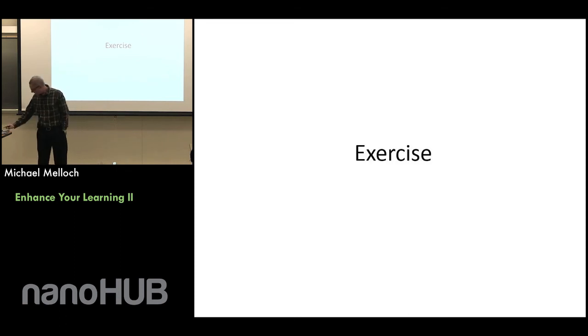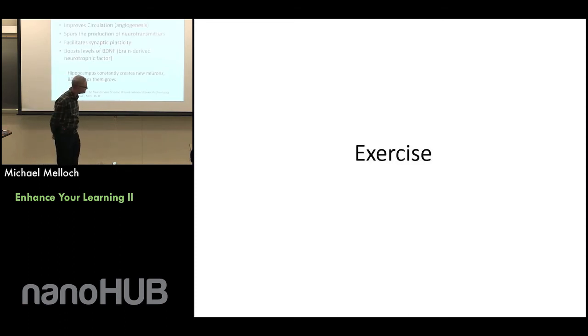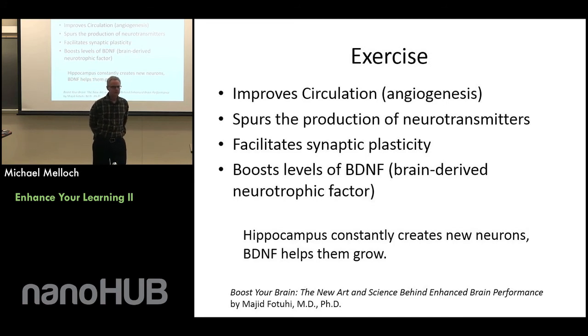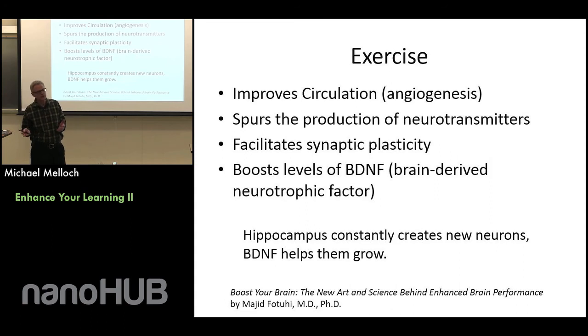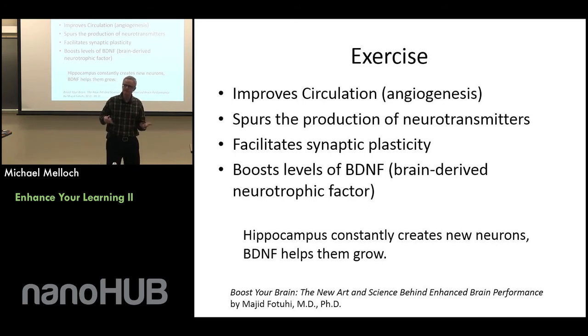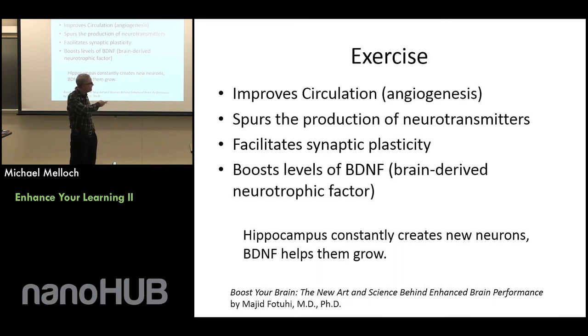Okay, so let's talk about exercise next. Okay, exercise improves your circulation. And remember, your brain uses 20% of your energy. That glucose and oxygen gets to your brain through your circulatory system. So that's one aspect of exercise that's important. And it's been found exercise spurs production of neurotransmitters. It helps the plasticity, this formation of dendrites and synapses.